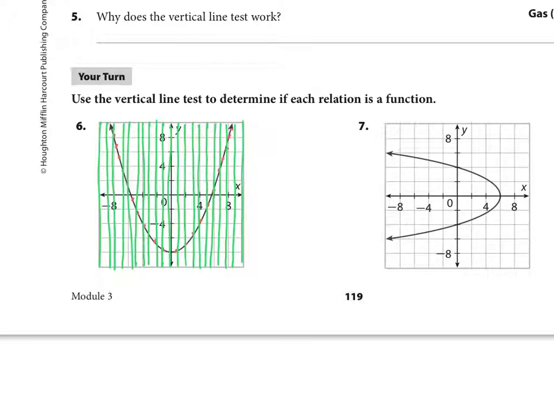And the answer here is no, it doesn't. It only touches it once or none at all, right? If I start drawing more and more to the left or to the right. So because there aren't any vertical lines that touch it more than once, this is a function.